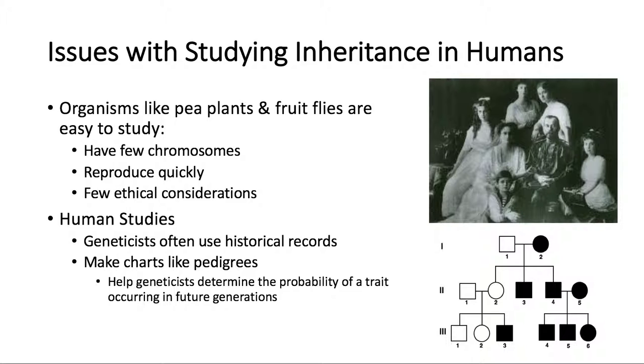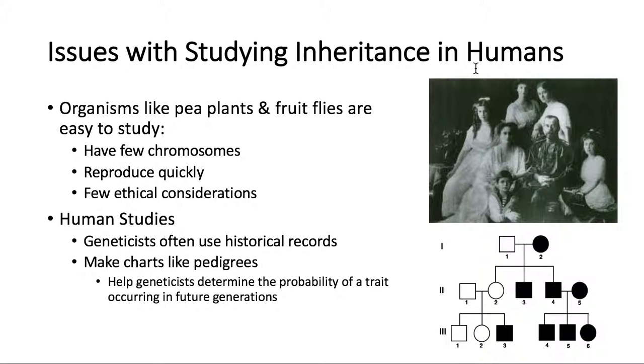For example, if I take a purple-flowered pea plant and I cross-pollinate it with a white-flowered pea plant, there's no ethical issues to consider. If I was trying to study humans instead, now that would bring up ethical problems. I wouldn't be able to set up a controlled experiment. So human studies involve historical records.